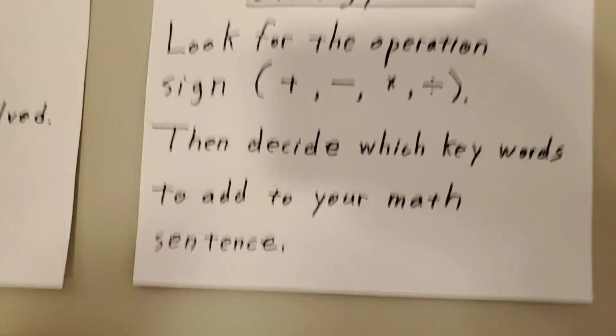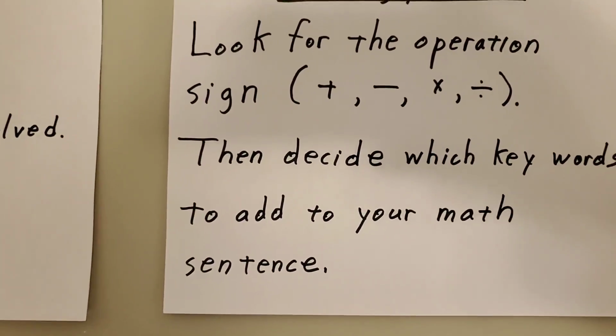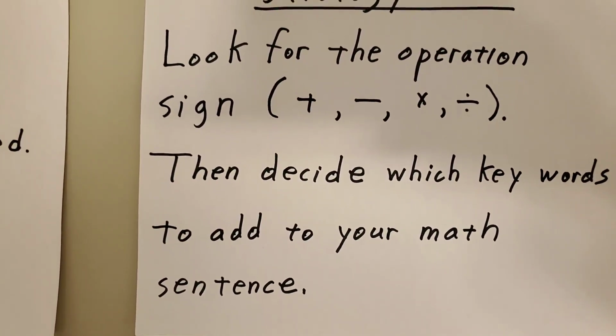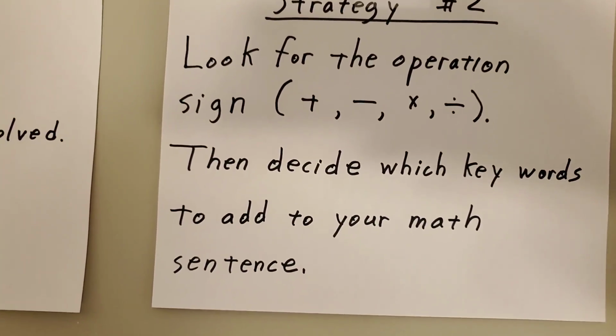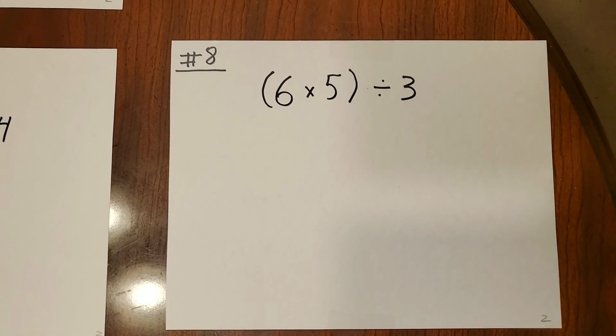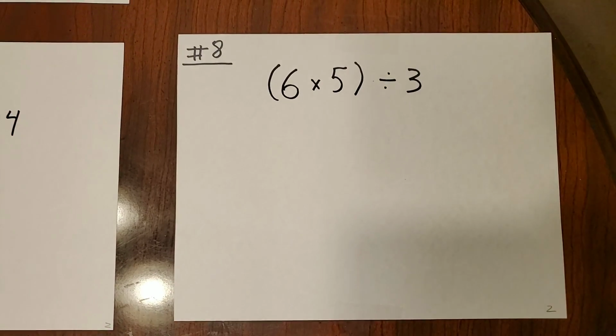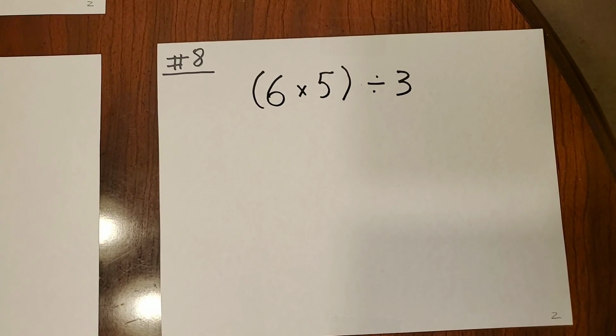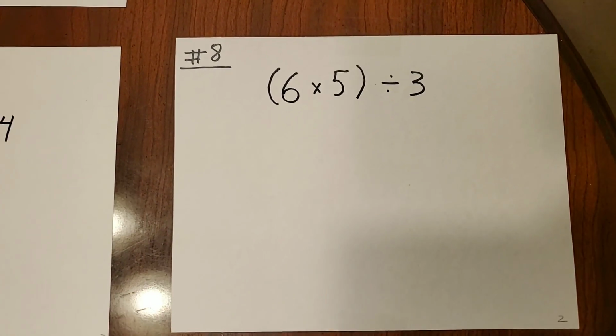So let's go back to strategy 2. If we are going to turn an equation into a mathematical sentence, we look for the operation sign. Then we decide what keywords to add to our math sentence. So let's go to number 8. Now, here we go. 6 times 5 divided by 3. We have to make a sentence for 6 times 5 divided by 3.